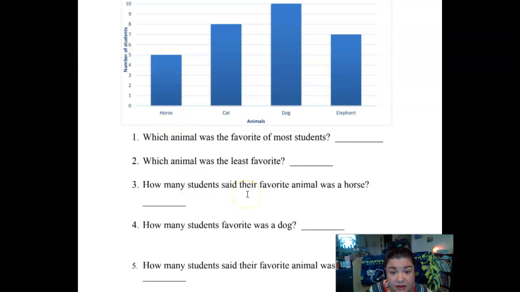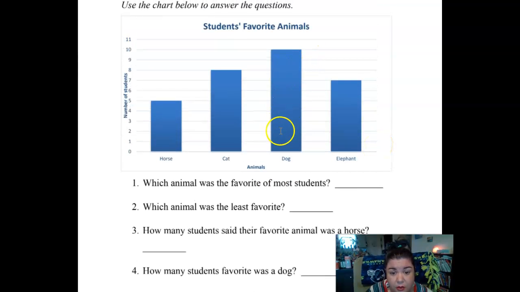How many students said their favorite animal was a dog? Look at this. Let me scroll this up. So what do you think? Look at this for a second. Put your finger on the screen if you need to and scroll over so you can see the number. How many students said their favorite animal was a dog? What'd you get? 10. See? 10. There we go.